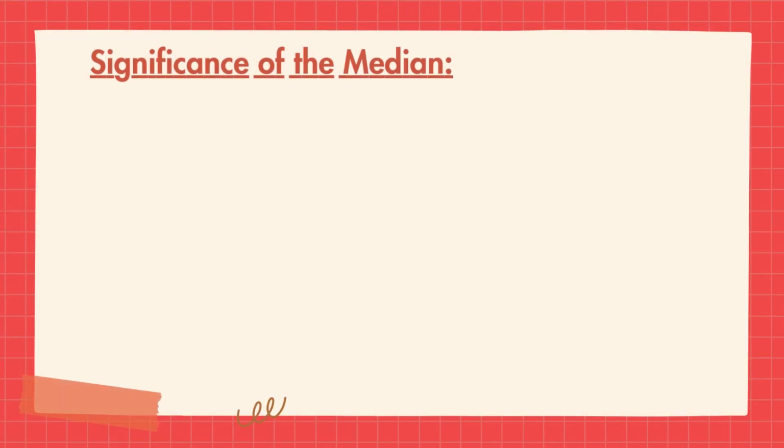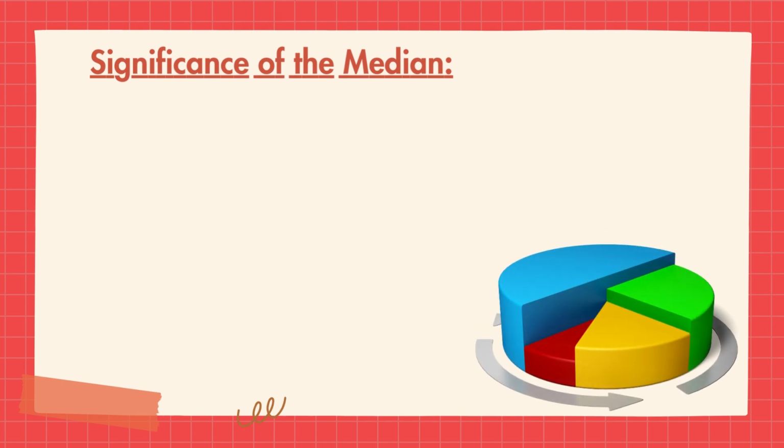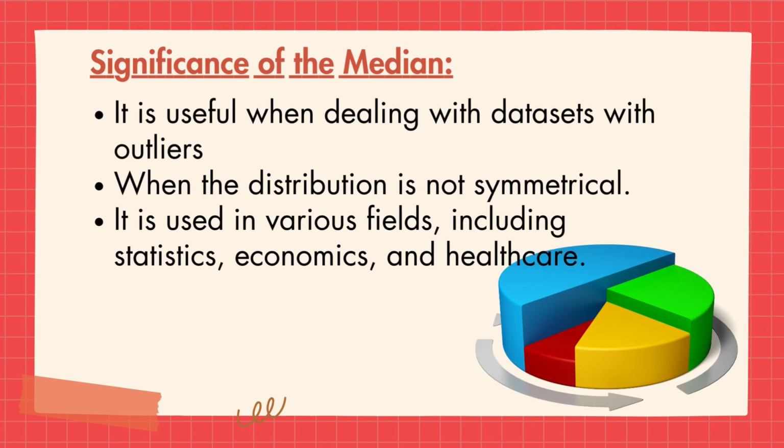Now, we discuss the significance of median. The median is particularly useful when dealing with datasets with outliers and when the distribution is not symmetrical. It provides a more robust measure of central tendency in such cases, giving a better representation of the typical or central values of the dataset. The median is commonly used in various fields including statistics, economics and healthcare.